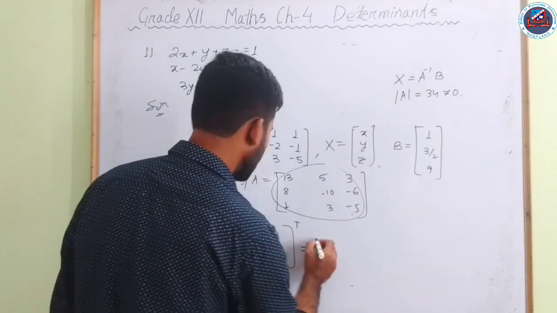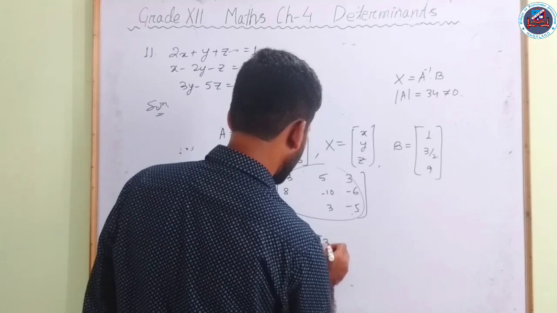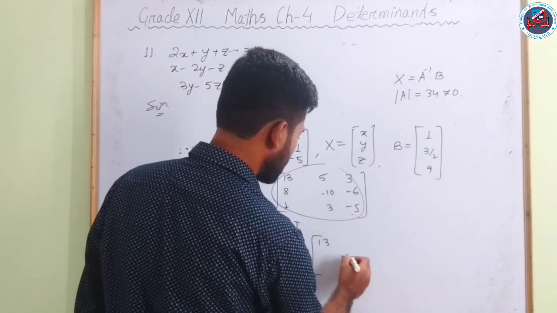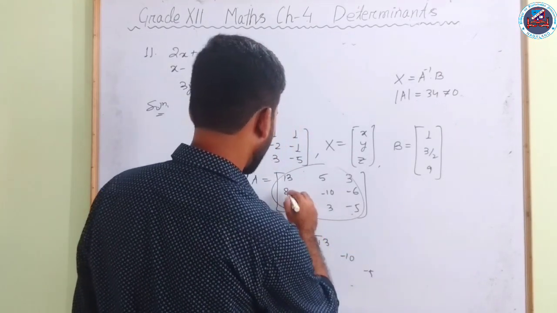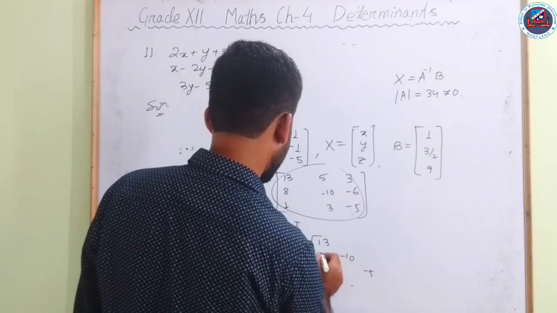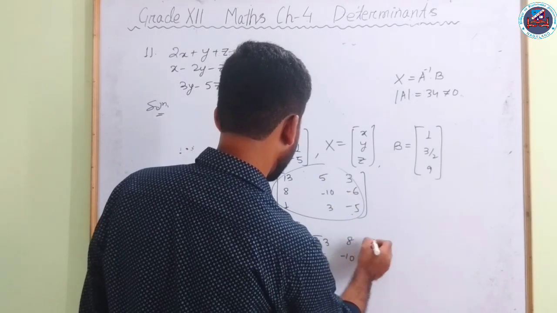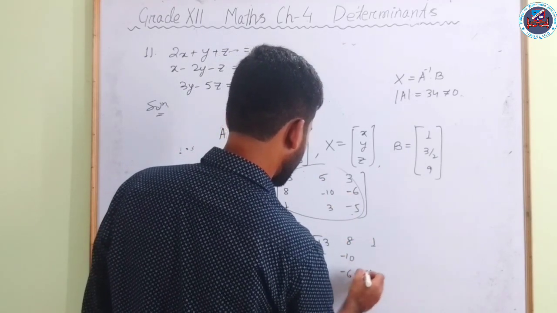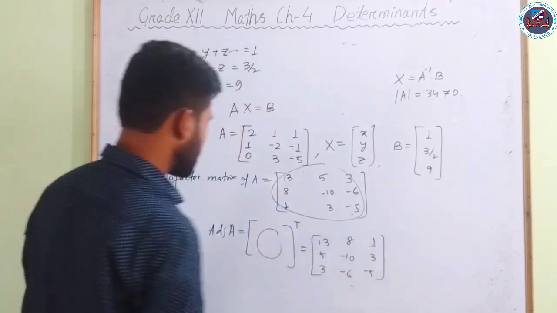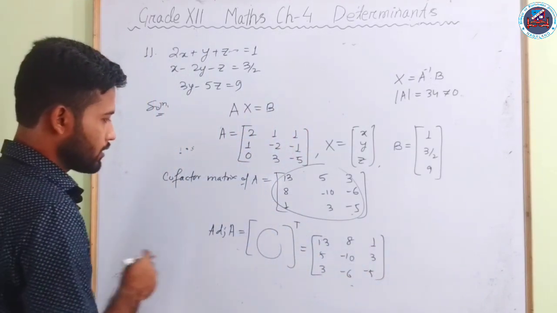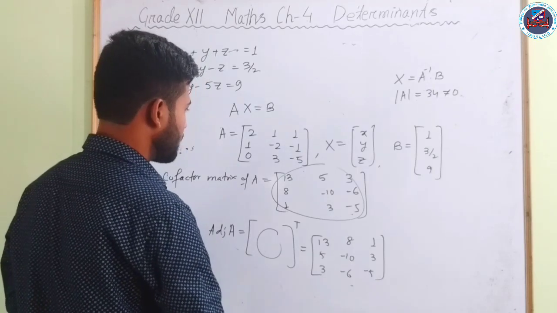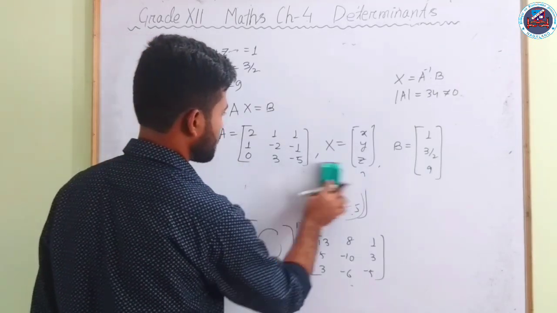So that will be equal to, if you take the transpose, leave the diagonal elements as it is, minus 10 minus 5, and here interchange the rows and columns, so it will be 5 3 8 1 and minus 6 and 3. So this is our adjoint of A. Okay, so since we have got the adjoint of A, now let us find the inverse.